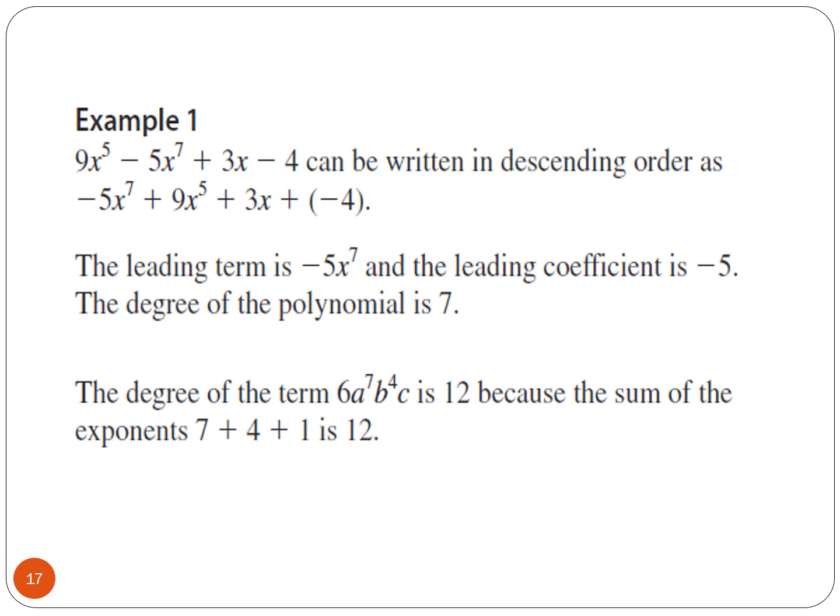Let's look at this polynomial, 9 times x to the 5 minus 5 times x to the 7 plus 3x minus 4. We notice that in this expression, the powers are not ordered. x to the 5 comes before x to the 7. So what we need to do is reorder the terms. So we can write this as minus 5 times x to the 7 plus 9 times x to the 5 plus 3x plus minus 4.